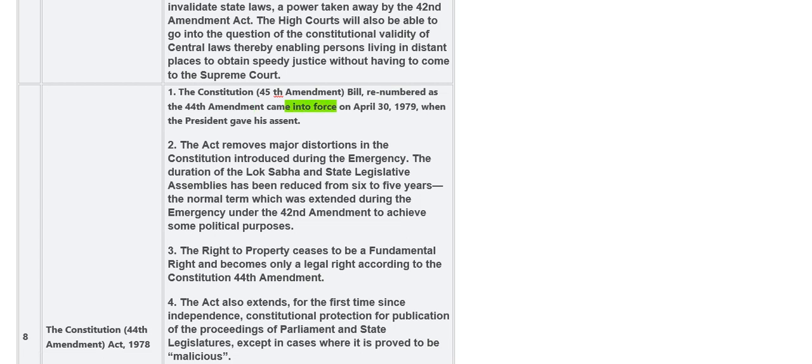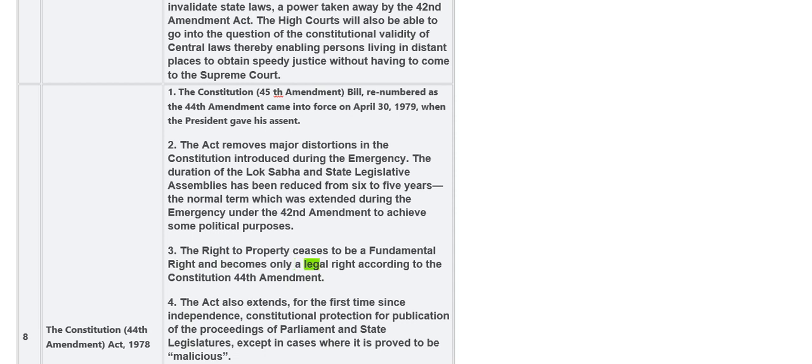1. The Constitution 45th Amendment Bill, renumbered as the 44th Amendment, came into force on April 30, 1979, when the President gave his assent. 2. The Act removes major distortions in the Constitution introduced during the emergency. The duration of the Lok Sabha and state legislative assemblies has been reduced from 6 to 5 years, the normal term which was extended during the emergency under the 42nd Amendment to achieve some political purposes.